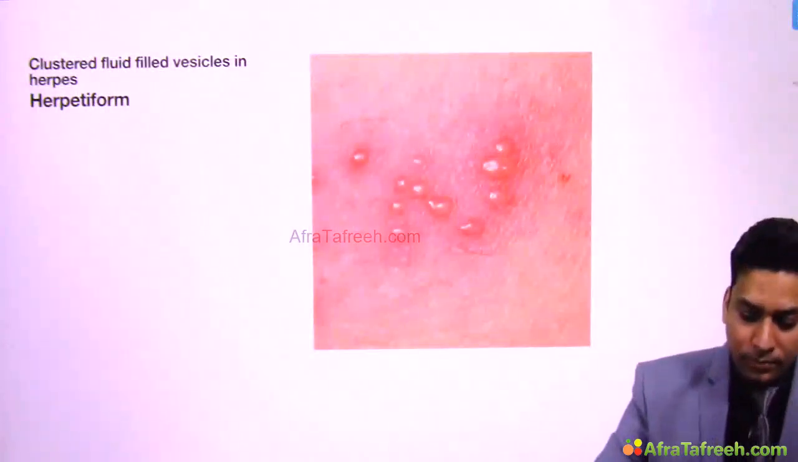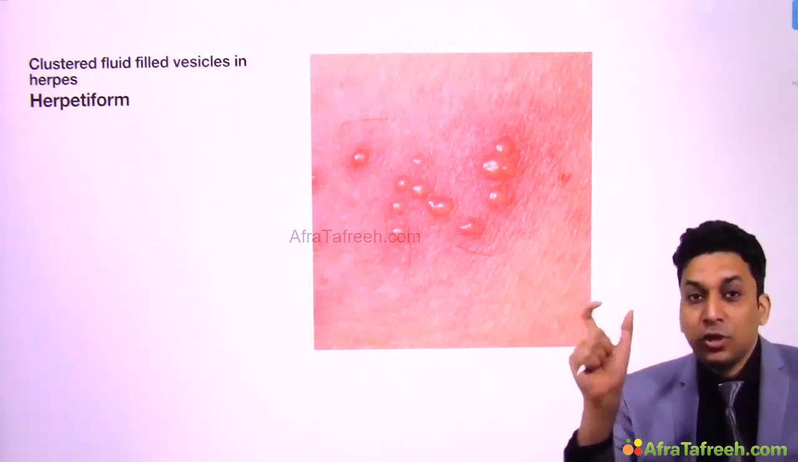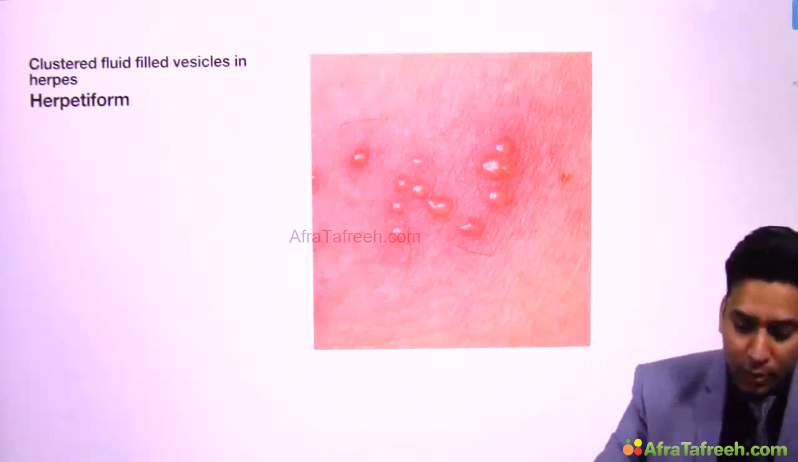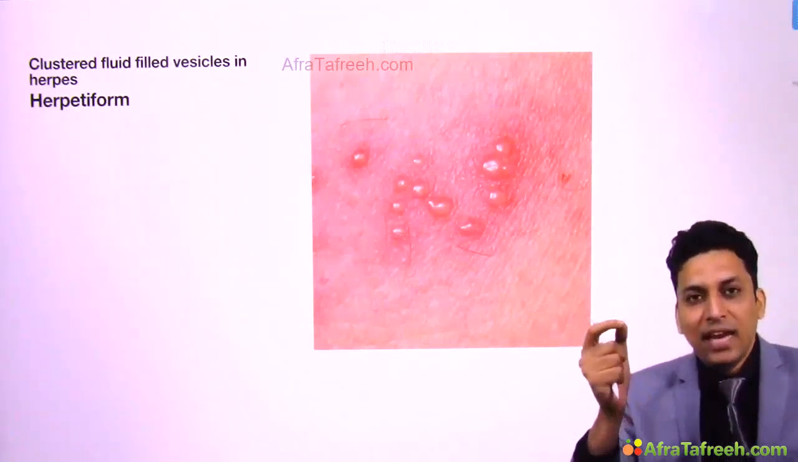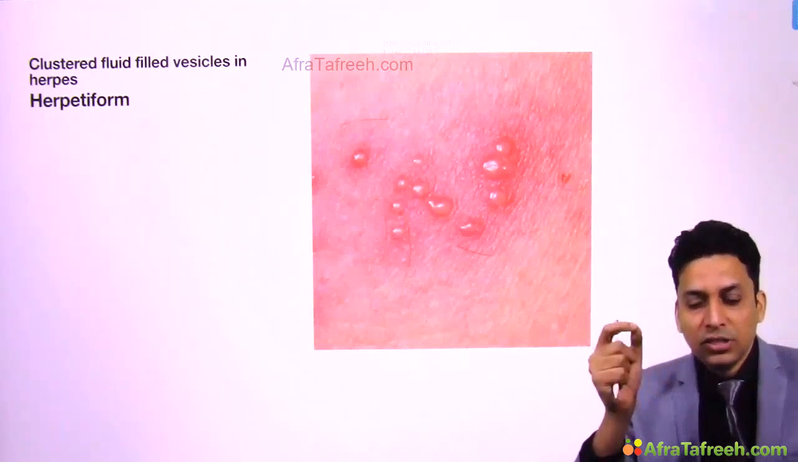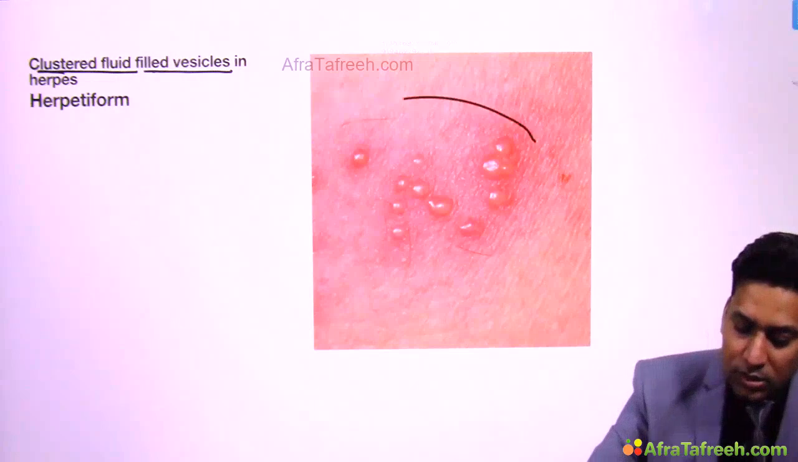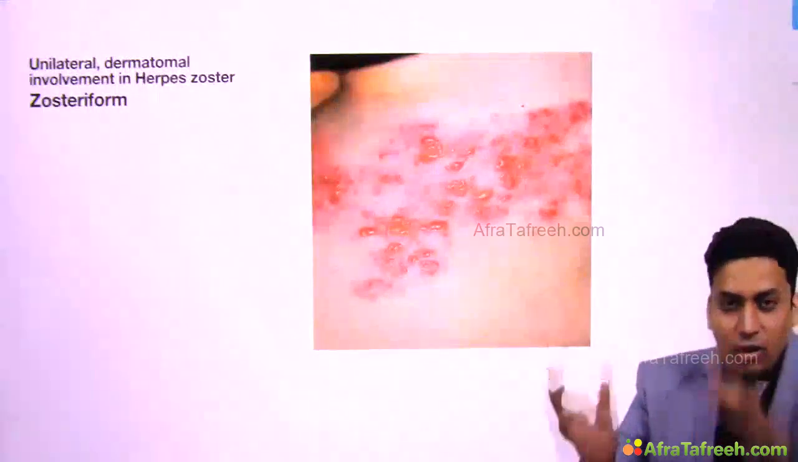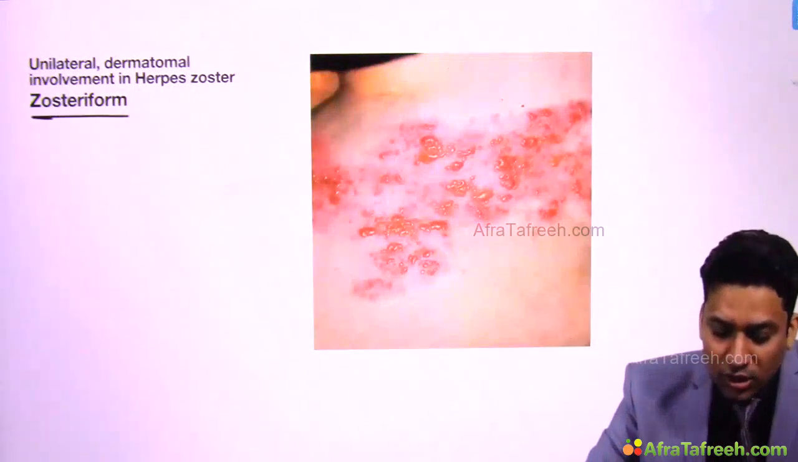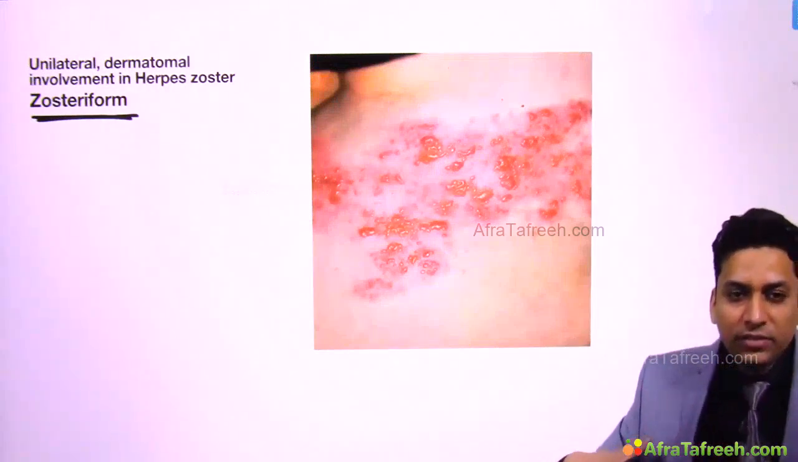Similarly, sometimes we use the terms herpetiform and zosteriform. Herpetiform means grouped together, like the herpes lesions. If you see the lesions of herpes labialis, herpes genitalis or herpes zoster, they are grouped together, clustered fluid filled vesicles. Since all of them are grouped together, we call them herpetiform. If they are along a particular segment, we call it zosteriform, like in herpes zoster, where they are unilateral along a particular nerve segment or dermatome.